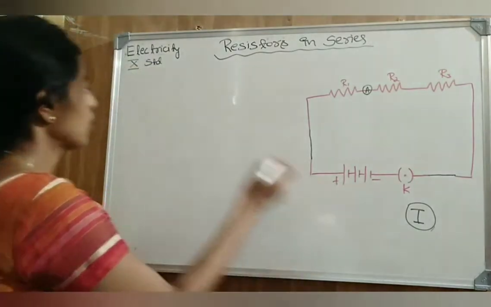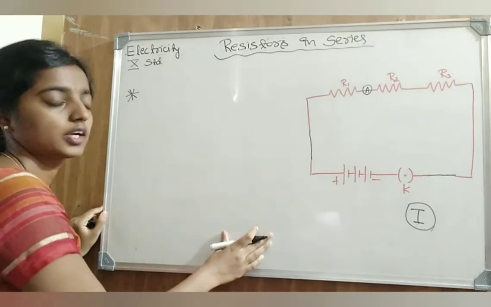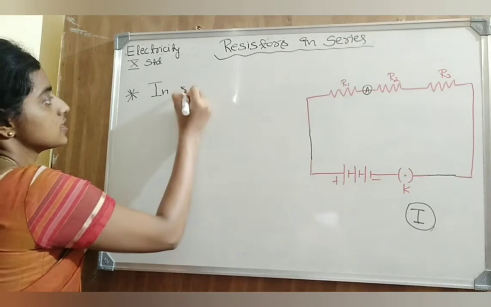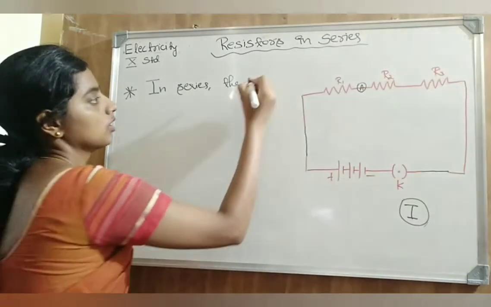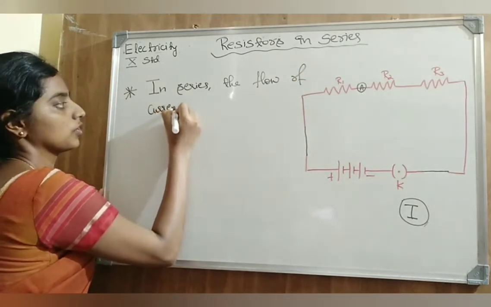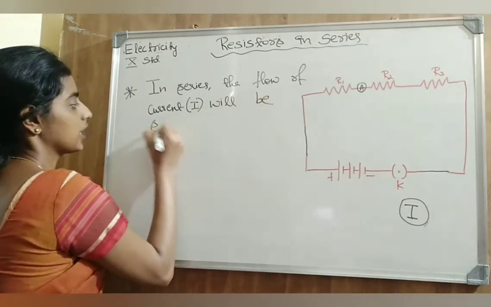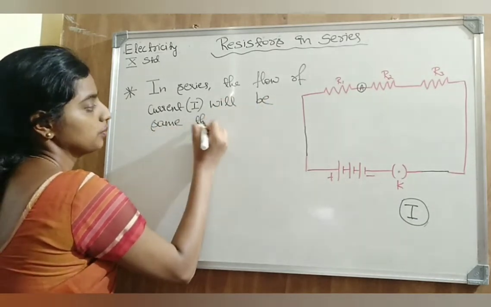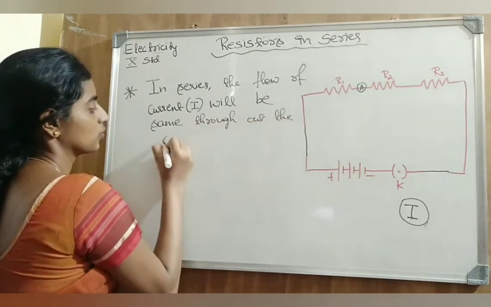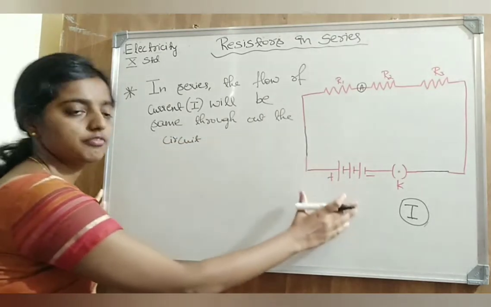This will be our first point. This is very much important to understand the rest of the things. We need to know this point, and in the problems also it is necessary. In series, flow of current will be the same throughout the circuit. We concluded this statement with our first activity.